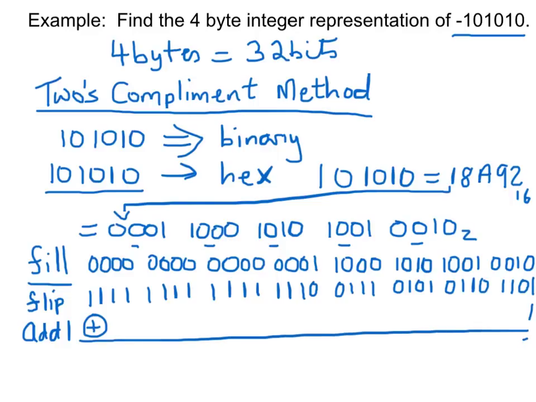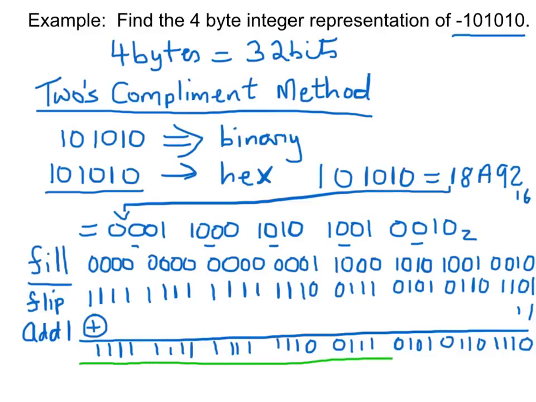And 1 and 1 is 2, so it's 0, carry 1. 1 and 0 is 1. So then it just continues on. And what we have now here is the solution that I'm underlining in green. This is the 4-byte integer representation of the negative decimal number 101010.